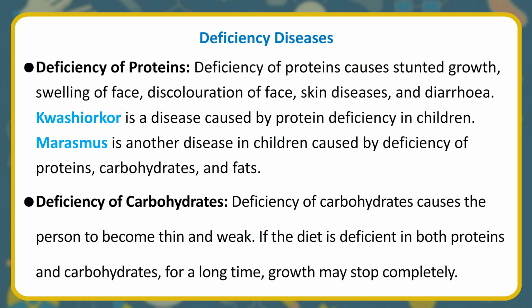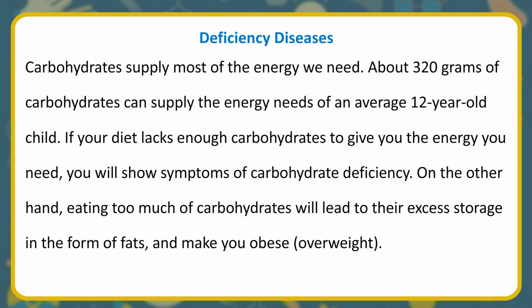Deficiency of carbohydrates. Deficiency of carbohydrates causes the person to become thin and weak. If the diet is deficient in both proteins and carbohydrates for a long time, growth may stop completely. Carbohydrates supply most of the energy we need. About 320 grams of carbohydrates can supply the energy needs of an average 12-year-old child.